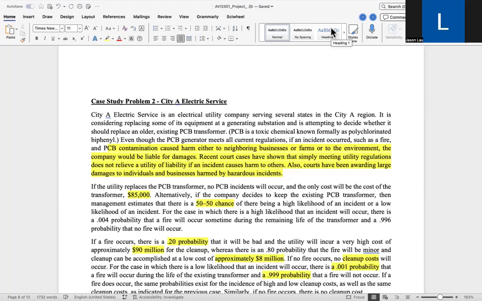So today we are going to talk about the case study problem 2, CTA Electric Service. Basically, the question gives some background, so let me talk about the information. I'm Alex. CTA Electric Service is an electric company serving several sites in the CTA regions.